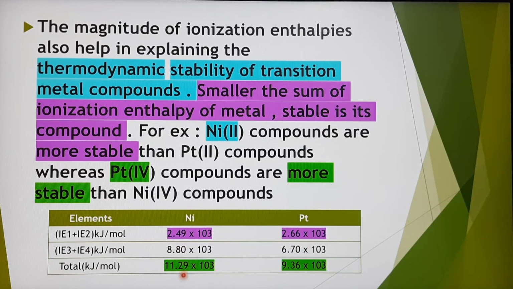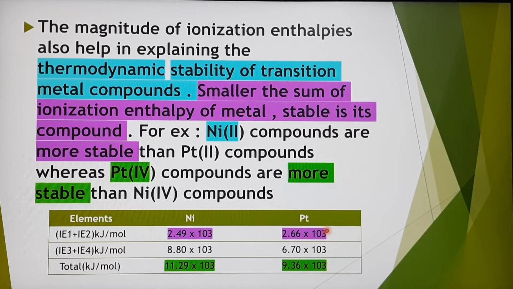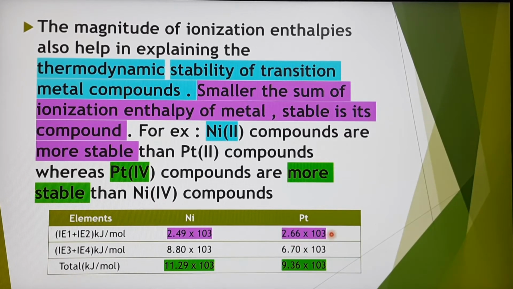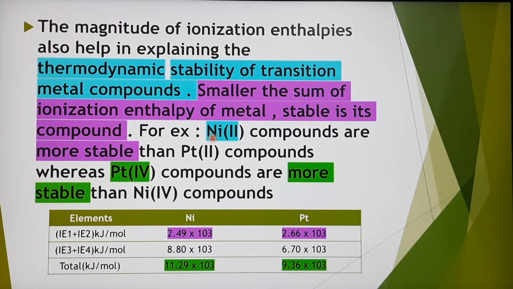Here data are shown for nickel and platinum. The sum of first two ionization enthalpies, means first and second ionization enthalpy, for nickel is 2.49 × 10^3, while for platinum it is 2.66 × 10^3. It means for platinum +2 ion formation more energy is required as compared to nickel +2 ion. Therefore thermodynamically nickel +2 is more stable.